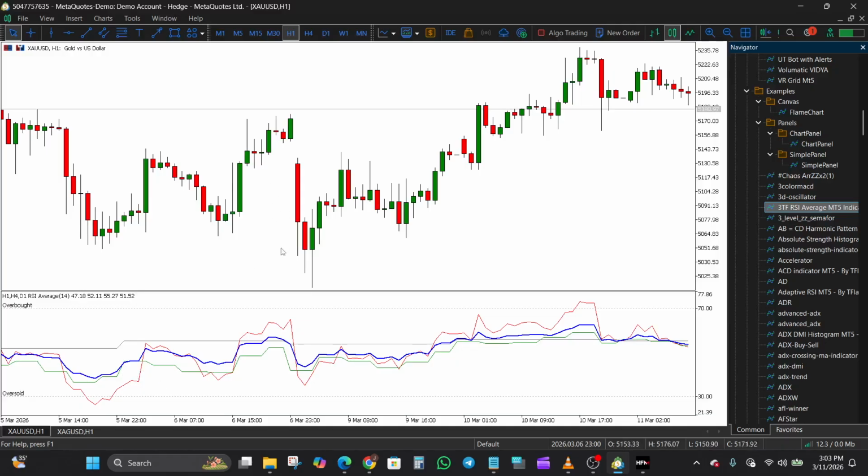On the other hand, when the red line enters the overbought territory, in this case it did not enter the overbought, but here it entered the overbought territory. You can see the overbought territory is marked by the 70 level, while the oversold territory is marked by the 30 level. So to be on the safer side, always wait for the red line to enter the overbought territory before you look for your sell trades. When the red line crosses above the 70 level and starts crossing back down, you want to look out for a bearish confirmation on your chart.